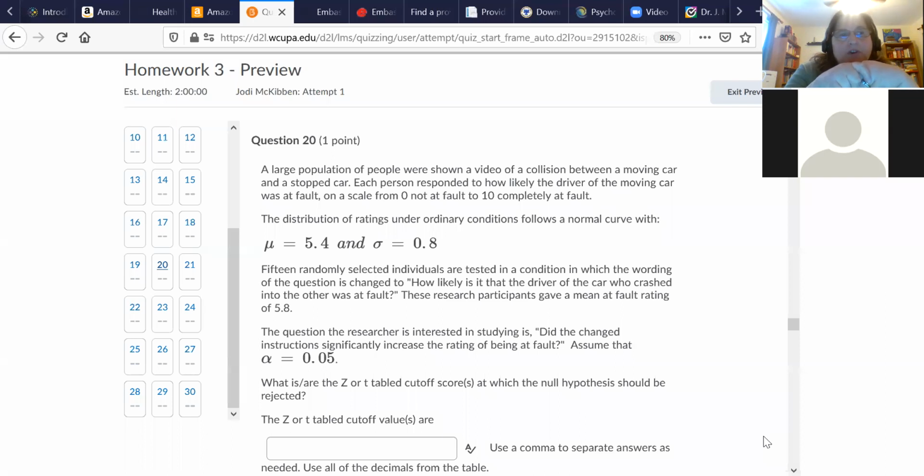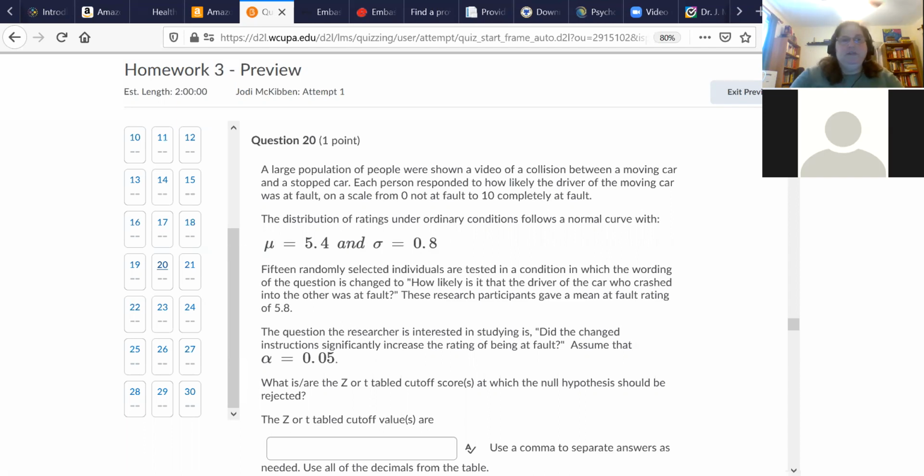Okay, we have a normal curve, and our population mean is 5.4. Our population standard deviation is 0.8. At this point, you should know which test it is, because I was given a population standard deviation. And what I say about that, if you recall, is if I give you a population standard deviation, any form of sigma, it's a z-test. So that's what this one is.